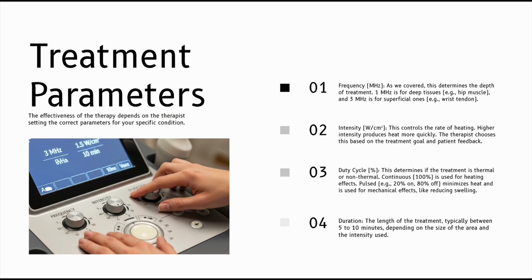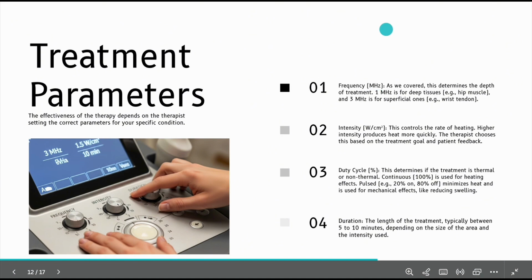And the third, duty cycle. This determines if the treatment is thermal or non-thermal. Continuous 100% is used for heating effects. Pulsed minimizes the heat and is used for mechanical effects like reducing swelling. Fourth one is duration. The length of the treatment is typically between 5 to 10 minutes, depending on the size of the area and the intensity used.